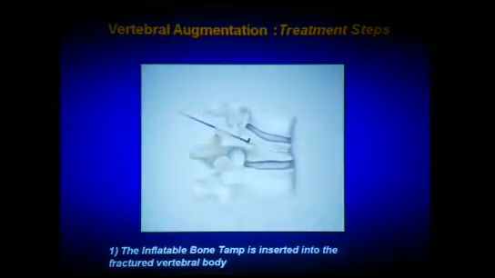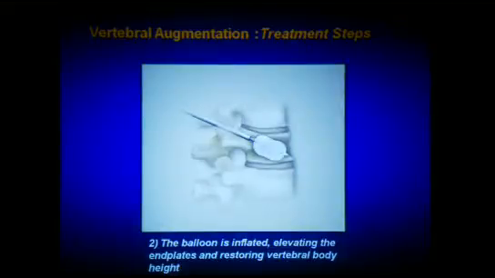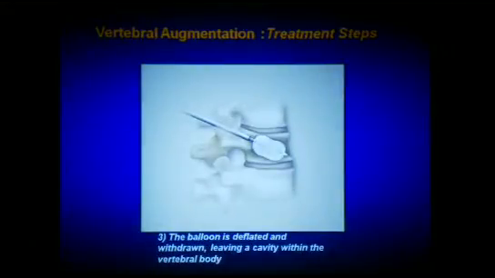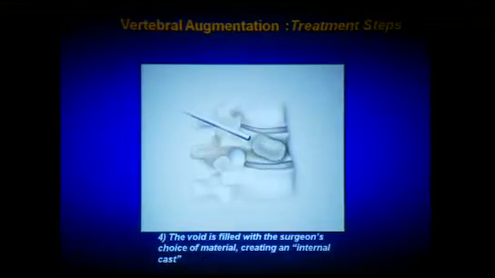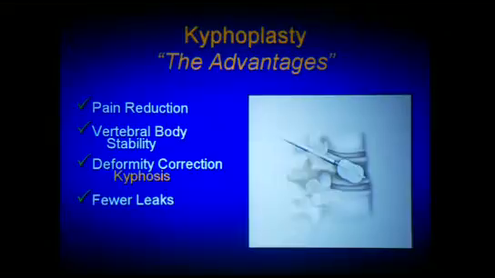Here's an example where there's an inflatable balloon that's placed in the compressed vertebral body. That balloon is blown up, elevating and restoring the vertebral body height. The balloon is retracted. There's a cast that's remaining. Within this cast, the polymethyl methacrylate is put in, and then the cannula is removed.